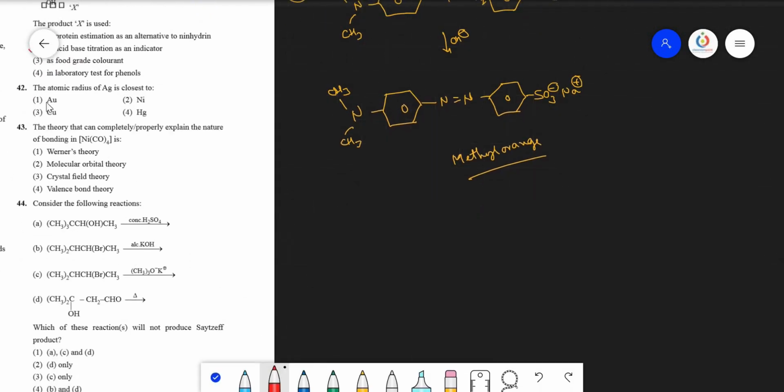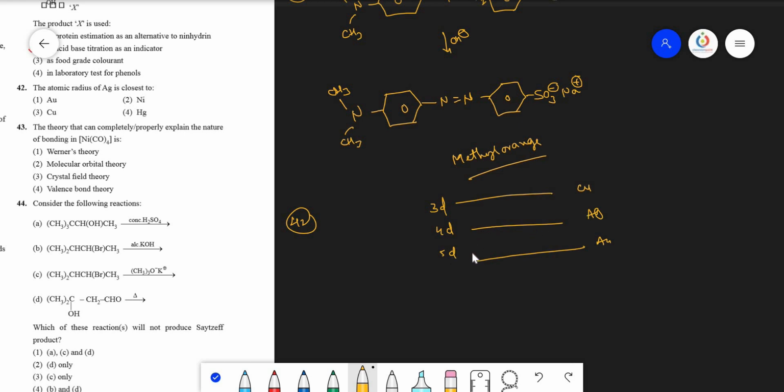So in question 42, the atomic radius of silver is closest to... So they had given some information here. Let us see 42. We know that there are 3d series elements, 4d series elements and 5d series elements in the d block. And here copper, silver, gold, all these belong to the same group.